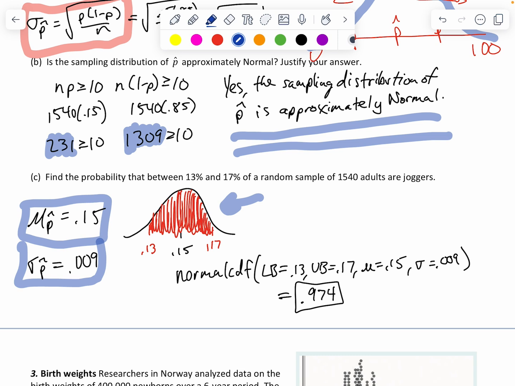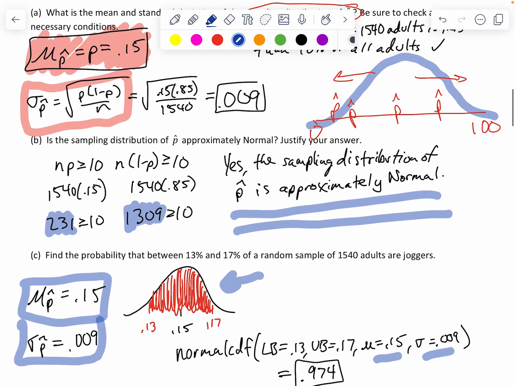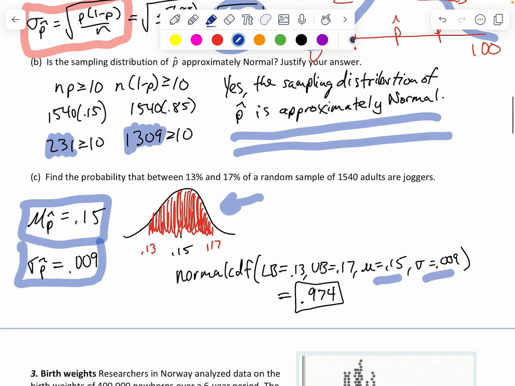And then between 13% and 17%, that's a normal CDF question, but the lower bound and upper bound are given to you. Again, being careful to use the mean and standard deviation we're given, and it is almost 100%, in this case a 97.4% likelihood that you'll be somewhere in that range, right? The probability is so high partly because the standard deviation was so low, right? So you're going 2 standard deviations above and below. That encompasses more than 95% of the population.